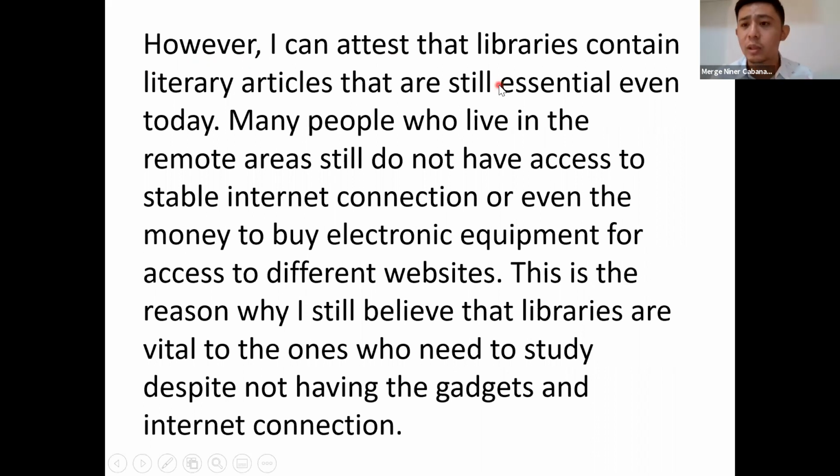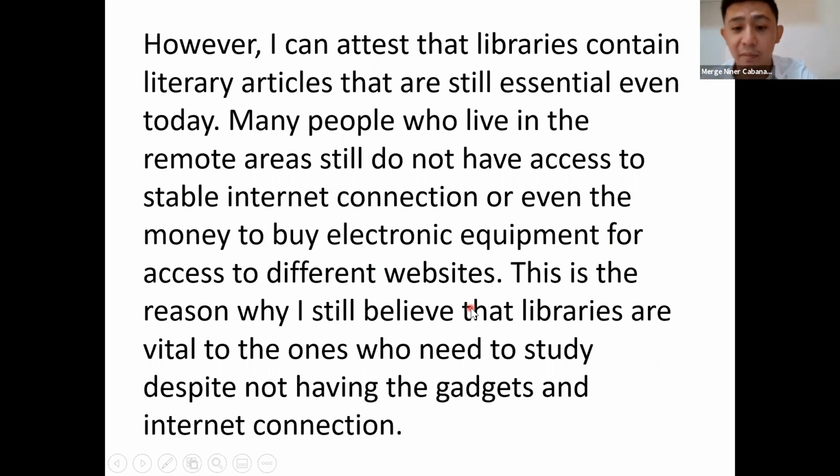However, I can attest. So sir, why are you using I? Because in our instruction, provide examples based on your own knowledge and experience. So I have to use the word I to express that this is my own example. I can attest that libraries contain literary articles that are still essential even today. Many people who live in remote areas still do not have access to a stable internet connection or even the money to buy electronic equipment for access to different websites.